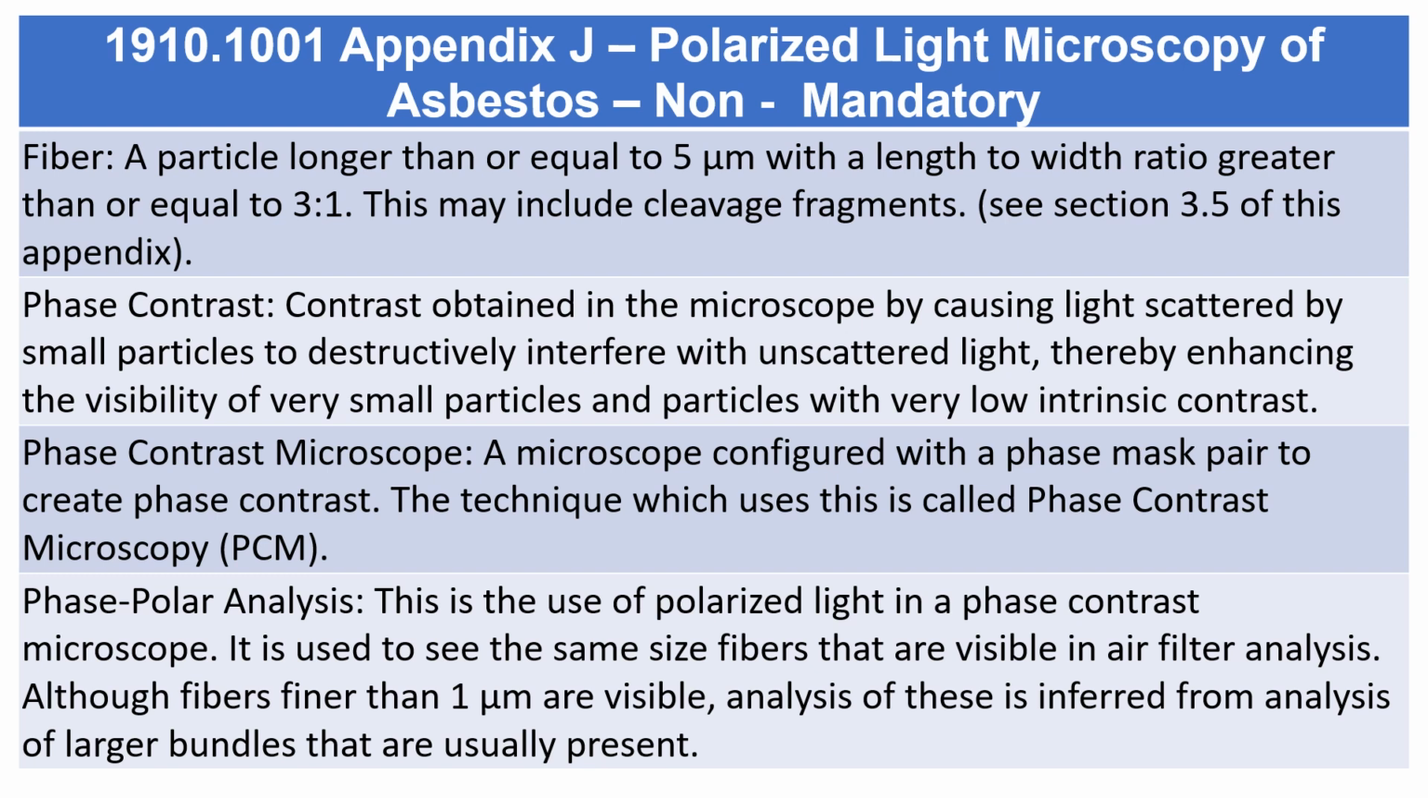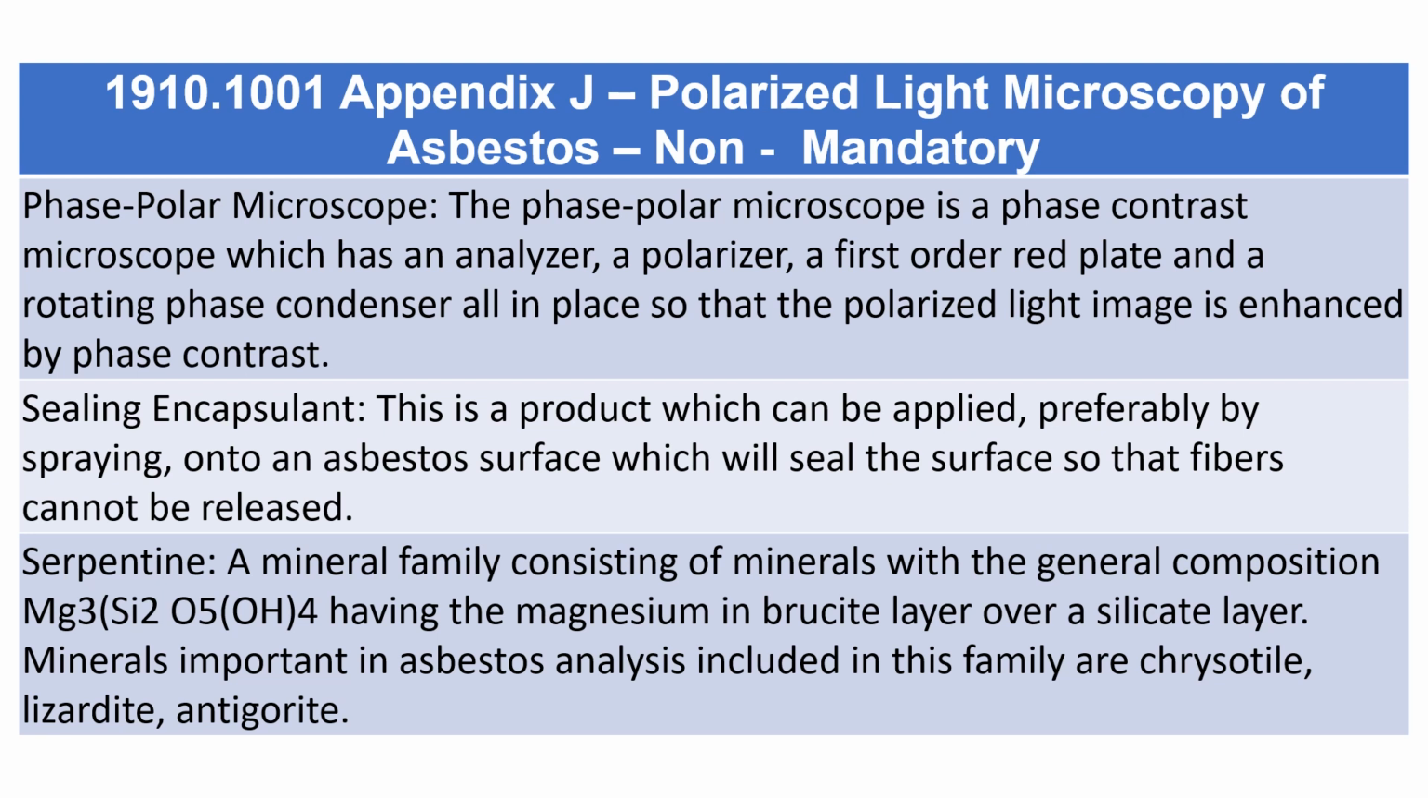Phase polar microscope: the phase polar microscope is a phase contrast microscope which has an analyzer, a polarizer, a first-order red plate and a rotating phase condenser all in place so that the polarized light image is enhanced by phase contrast. Sealing encapsulant: this is a product which can be applied, preferably by spraying, onto an asbestos surface which will seal the surface so that fibers cannot be released. Serpentine: a mineral family consisting of minerals with the general composition Mg3(Si2O5)(OH)4, having the magnesium in brucite layer over a silicate layer. Minerals important in asbestos analysis included in this family are chrysotile, lizardite, and antigorite.